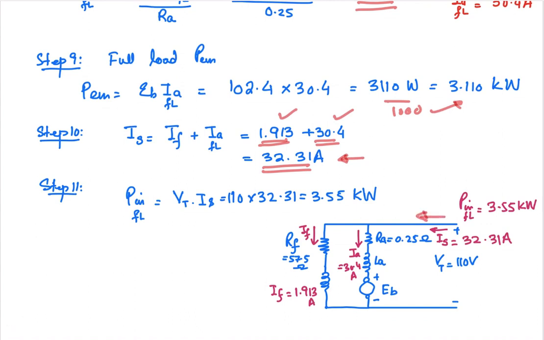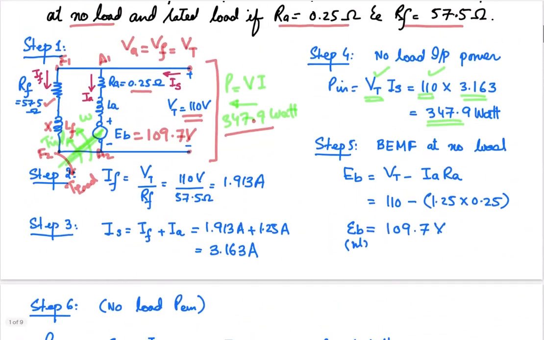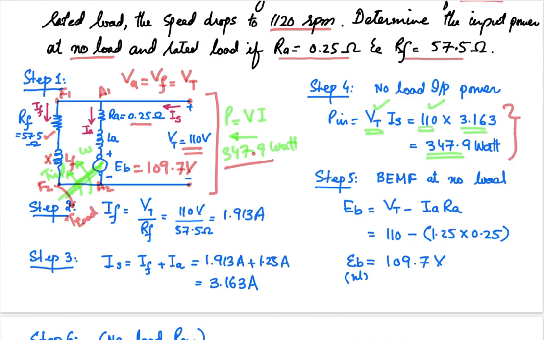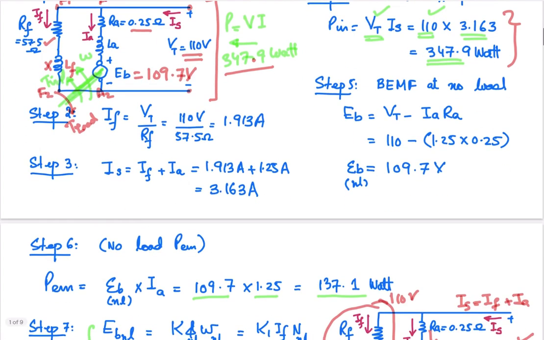And now what will be the total input power from the source at the full load condition? The voltage is 110 and the new supply current is 32.31 ampere. Taking the product of these two, the new input power is 3.55 kilowatt. So when you increase the load on your machine to the required level, it is now going to draw 3.55 kilowatt from the source terminals. And if you go back and look, under no load state it was only drawing 347.9 watt.